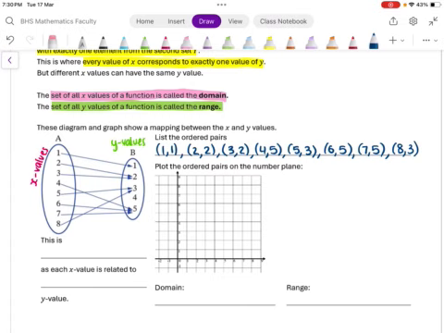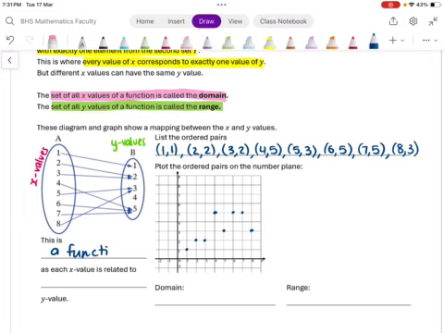What we can now do is plot the ordered pairs on the number plane. So our first point will be (1, 1). Then we have (2, 2), then (3, 2), then (4, 5), then (5, 3), and (6, 5), (7, 5), and (8, 3).